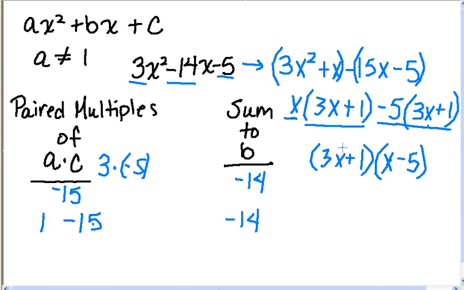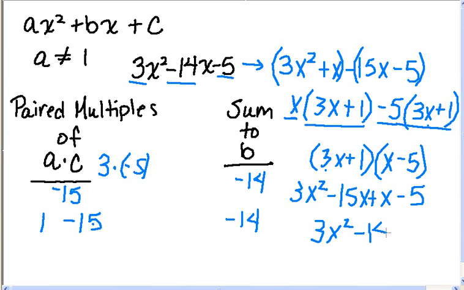And now if I want to double check this, I sure can using FOIL. I get 3x times x gives me a 3x squared. I get 3x times a minus 5 gives me a minus 15x. I get 1 times x, which gives me x. And I get 1 times minus 5, which gives me minus 5. Again, combining like terms, I end up with 3x squared minus 14x minus 5. All I've done there is just double check our answer to make sure that I end up with the same thing. So this would actually be our factors.